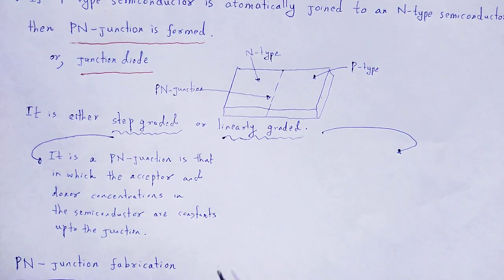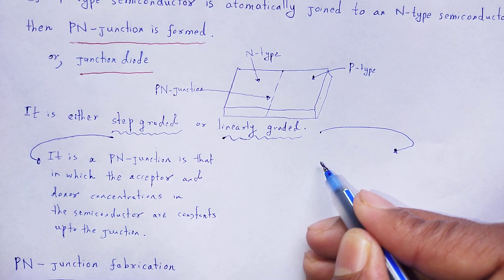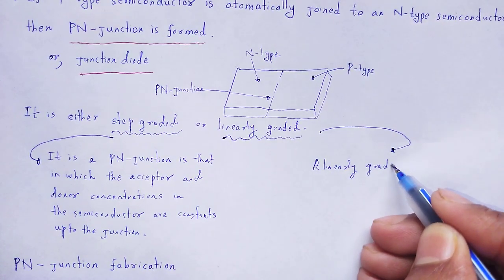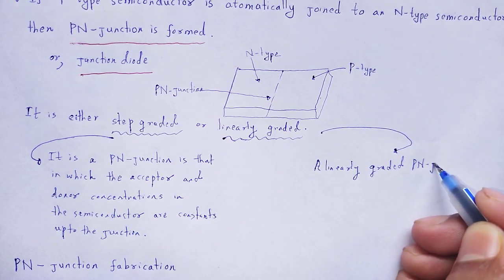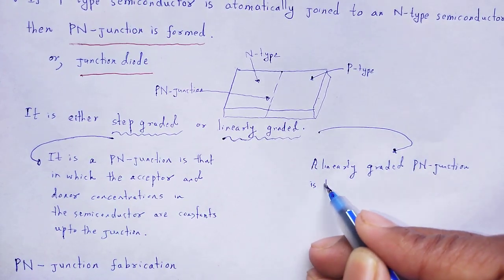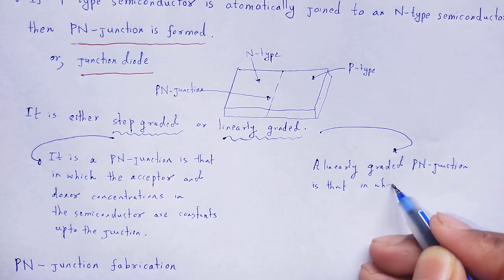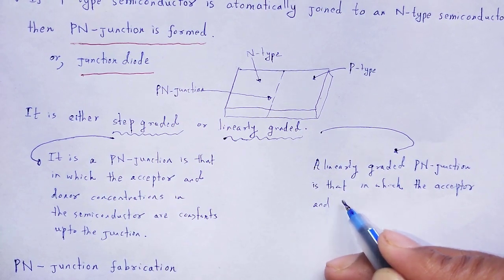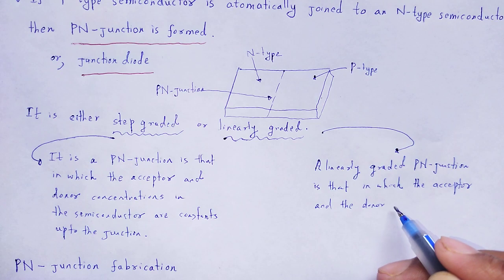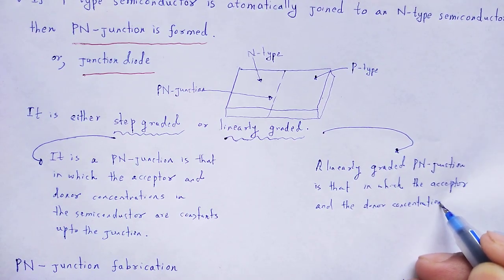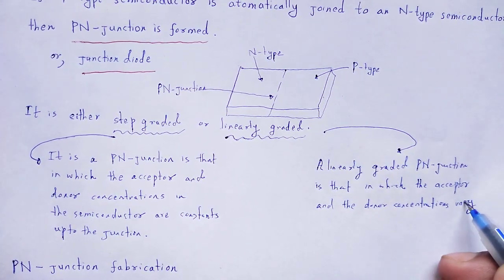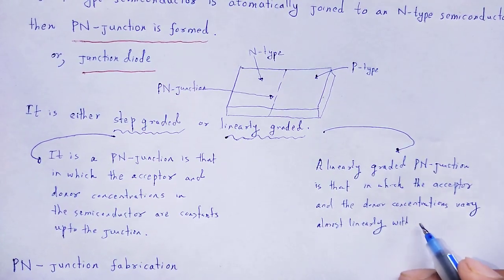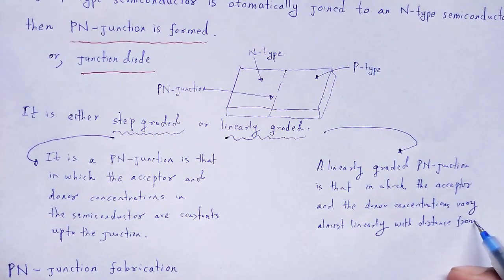Next, linearly graded. So, what is linearly graded? A linearly graded PN junction is that in which the acceptor and donor concentration vary almost linearly with distance from the junction.